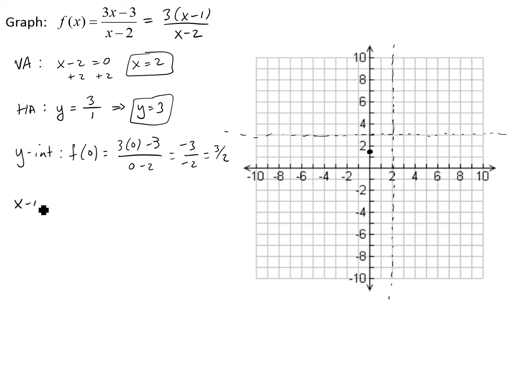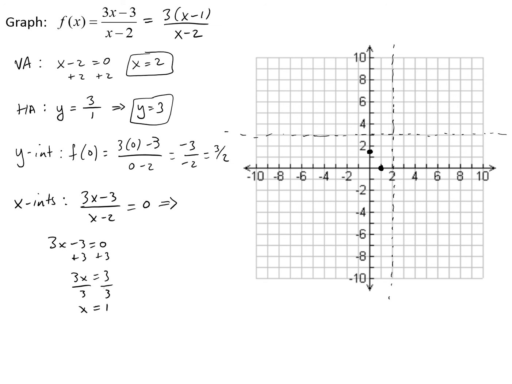Our x-intercepts we would find by setting the whole thing equal to 0. Since it's a fraction, the only way that a fraction can be equal to 0 is if the numerator is 0. It doesn't matter what the denominator is, because 0 divided by anything is 0. And if the denominator is 0, then it's actually undefined, and that's how we found our vertical asymptote. So for the vertical asymptote, you set the bottom equal to 0. The x-intercepts, we can just set the top equal to 0, because again, the only way a fraction can be 0 is if the top is 0. So this is going to give us x equals 1 as our x-intercept. We can go ahead and plot that.